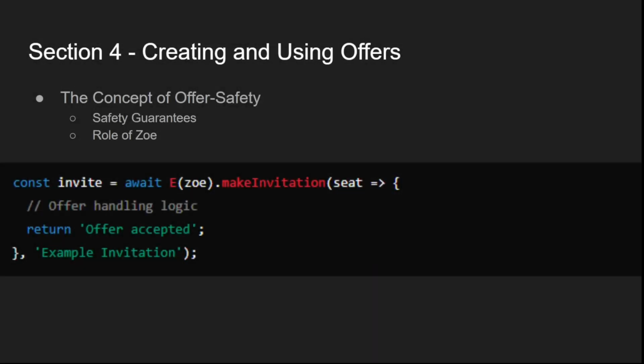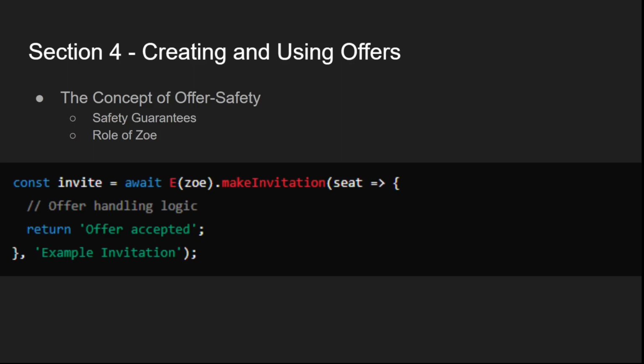Creating and using offers is a core concept in Agoric that enables secure and flexible interactions within smart contracts. In this section, we will explore the process of creating offers, ensuring offer safety, and handling offers within contracts. Let's break down these key components.